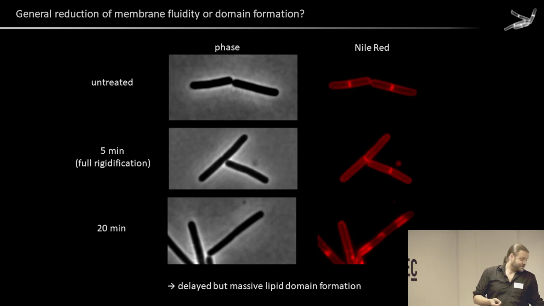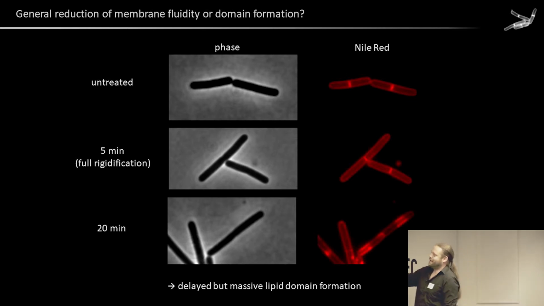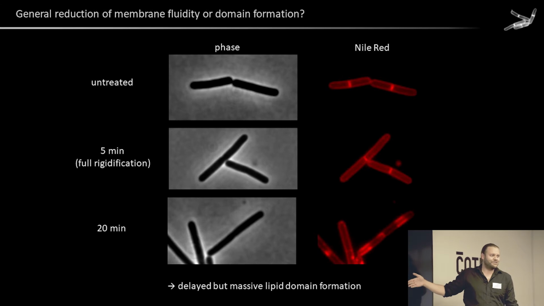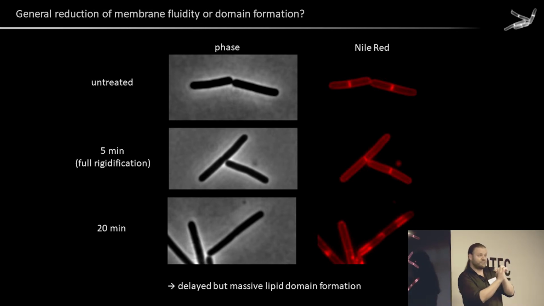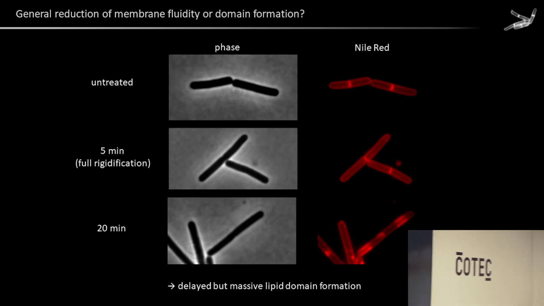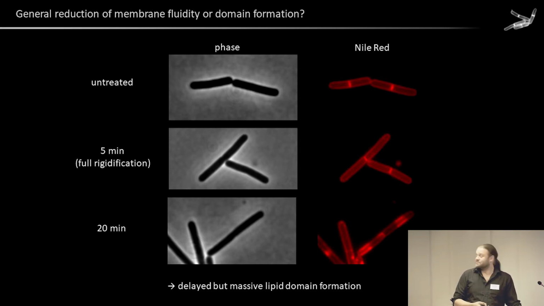What happens with a delay, though, is something really quite astonishing. We get something that looks very much like what you would expect from membrane phase separation in vivo. We get membrane areas that show clearly different staining intensity than other areas, not just small foci or domains, but really large areas of the cells. So we do think that we get a delayed but massive lipid domain formation that is very close to looking like phase separation behavior.